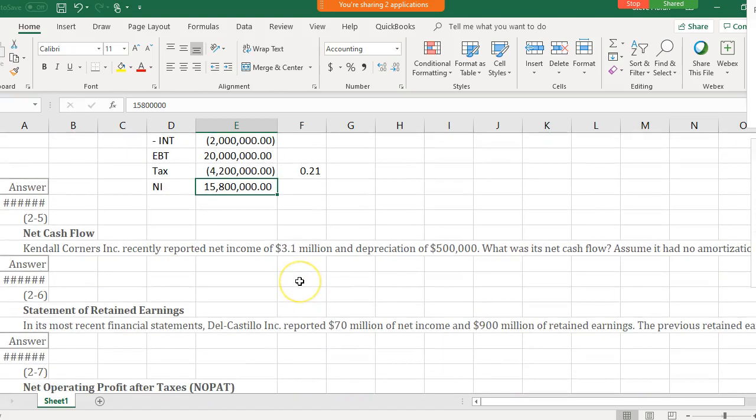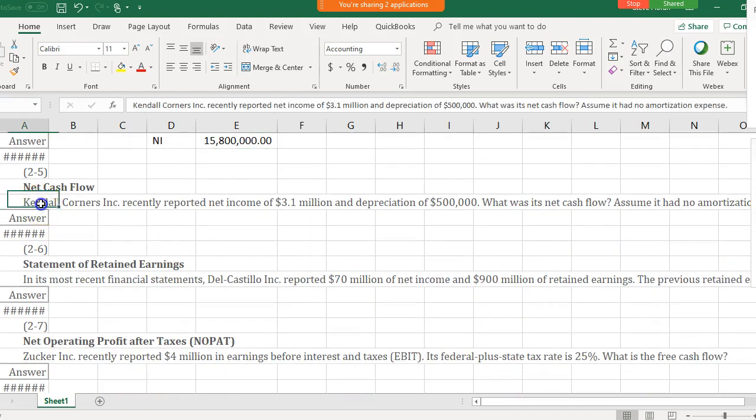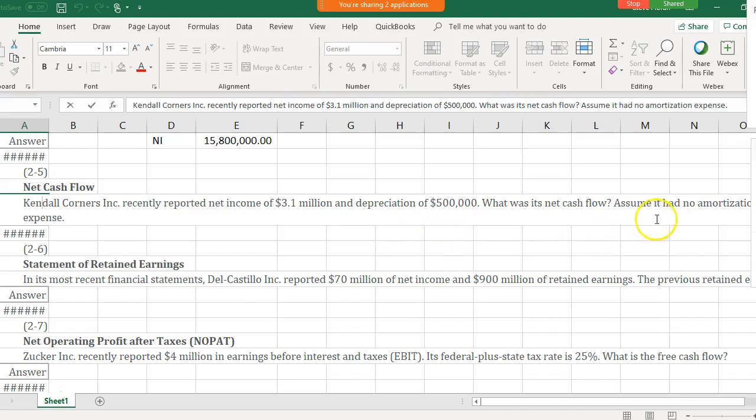The next question is 2-5, and this is Kendall Corners, Inc. They had net income of $3.1 million. They had depreciation of $500,000. Then the question is, what is net cash flow? And they're saying assume that they had no amortization expense. Okay, so the key thing to kind of remember from accounting classes is that depreciation and amortization are non-cash expenses.